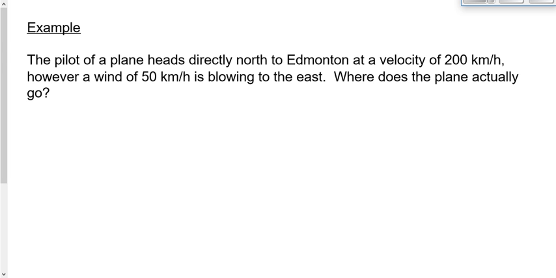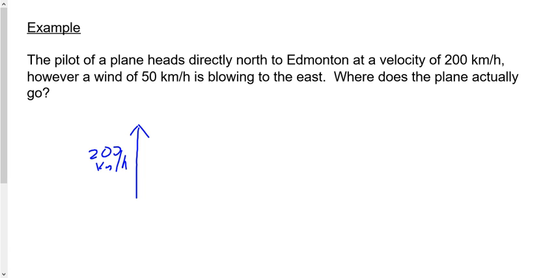William, you're flying this airplane, you're heading directly north to Edmonton at a velocity of 200 kilometers per hour. That doesn't mean you're necessarily going to go directly north, right? There are other factors that contribute to where I actually go. Where I aim is certainly one of those factors, so that's a vector that I want to add to another vector. William is aiming directly north at 200 kilometers per hour.